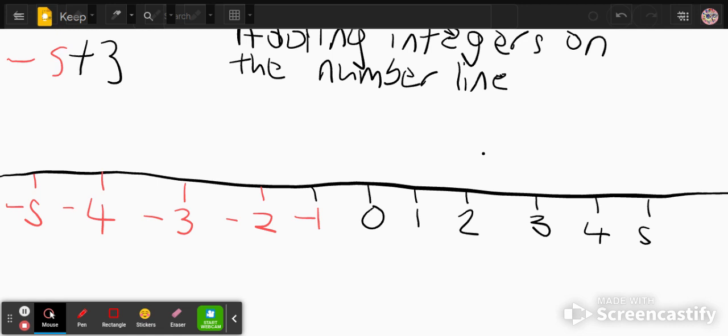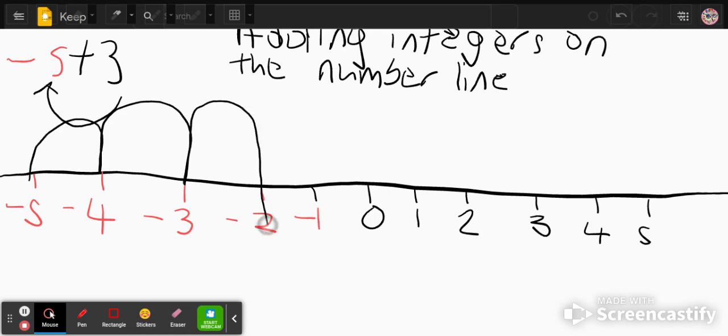Okay, so in this example, it is negative 5 plus 3. And again, it is a positive number being added to a negative number because positive 3 is being added to negative 5. So our starting point will be at negative 5, so we should move 3 spaces to the right. So it'd be 1 space, 2 space, 3 space. And what did we land on? Negative 2. Therefore, negative 5 plus 3 will give us negative 2, right?